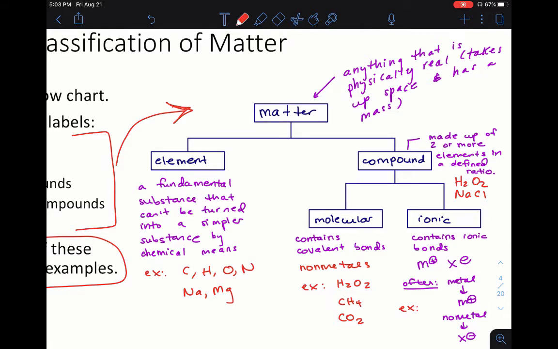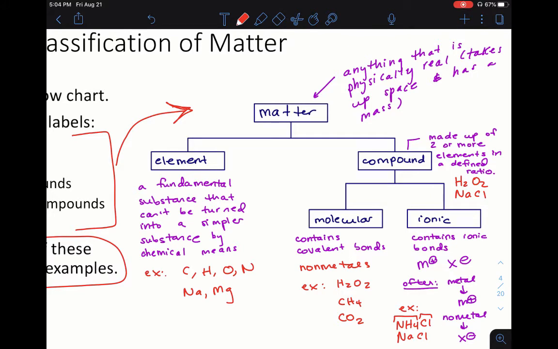And you saw that with ammonium chloride. There's only nonmetals in that ionic compound, but it's still an ionic compound because ammonium is a cation and chloride is an anion. Another example would be sodium chloride, that I had listed as a general example of a compound above.